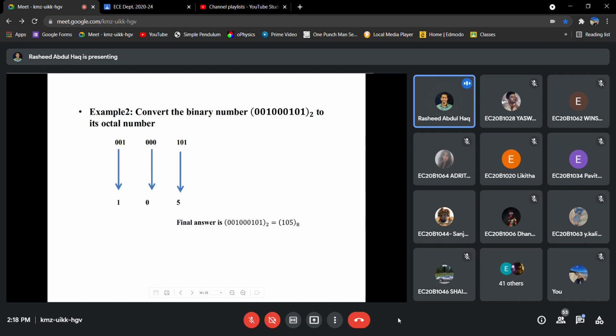Okay. I hope that everyone is clear on at least this one. Sir, we should start grouping from the right side, right? Yeah, you have to group it from the right side only. Okay, sir.